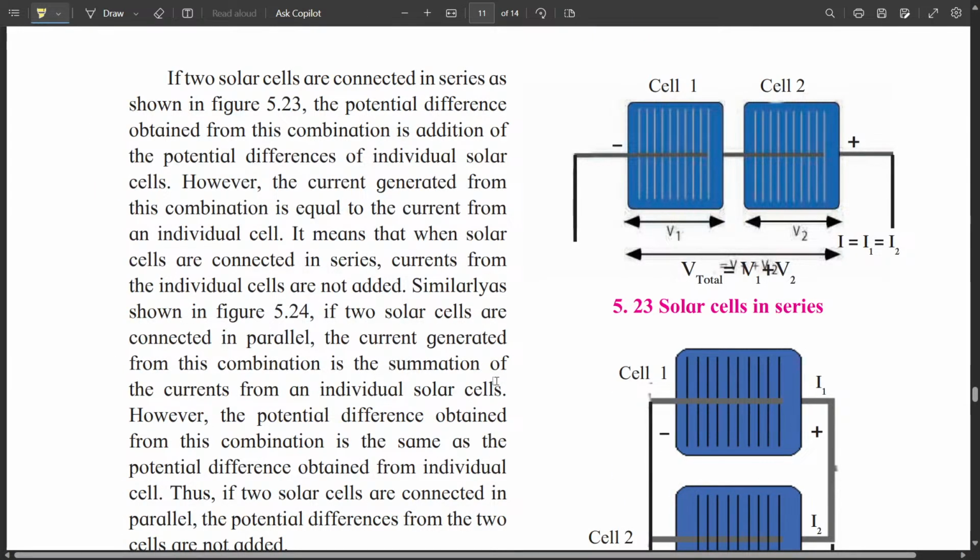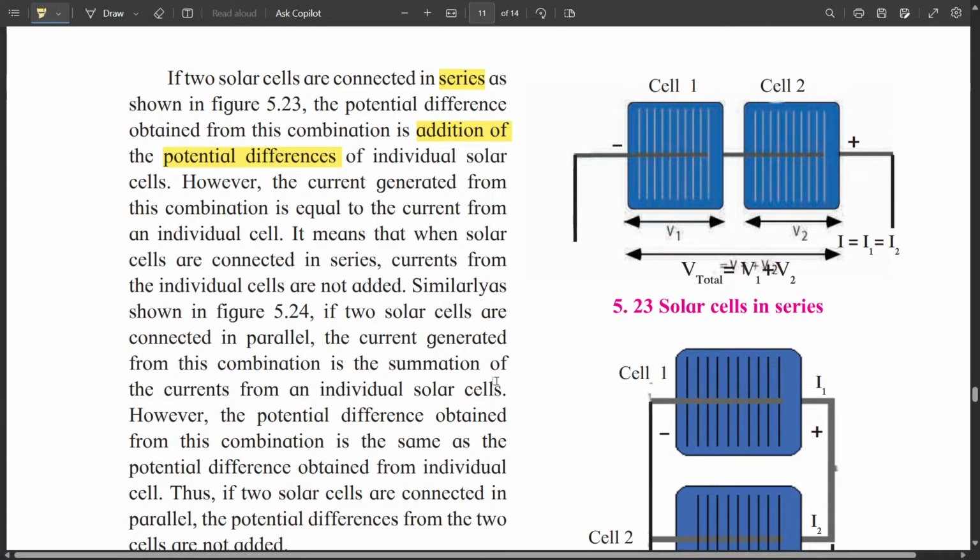If two solar cells are connected in series as shown in figure 5.23, the potential difference obtained from this combination is the addition of the potential differences of individual solar cells. So, series combination will give you the summation of potential differences. However, current generated from the combination is equal to the current of individual cells. That means when solar cells are connected in series, currents are not added, the potential differences are added.